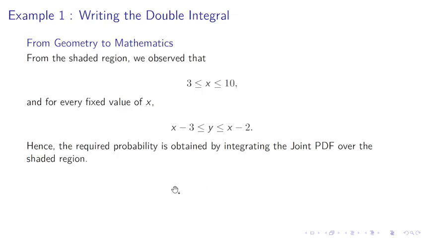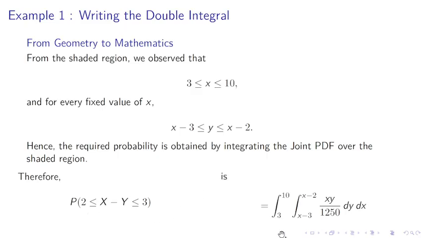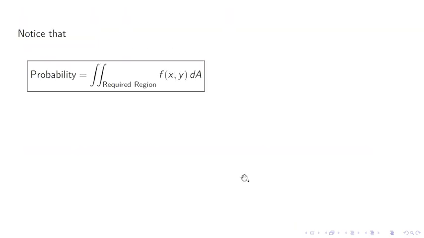So the required probability is obtained by integrating the joint PDF over the shaded region over the limits of given x and y. Therefore, the probability of 2 ≤ x − y ≤ 3 is: the range of x is 0 to 10 and the range of y is x − 3 to x − 2. The given joint probability function is xy/1250 dy dx.